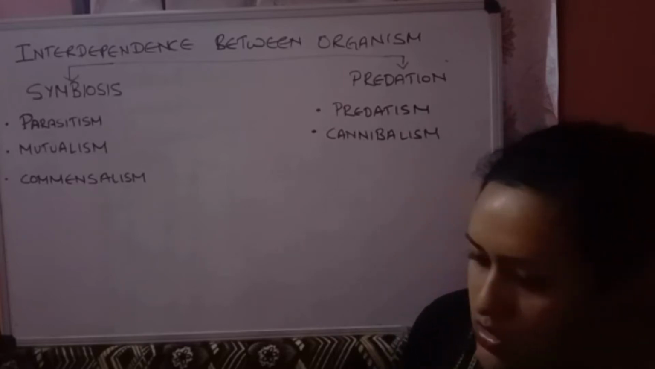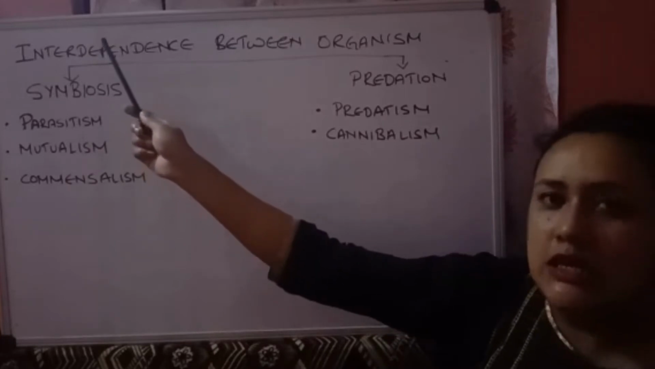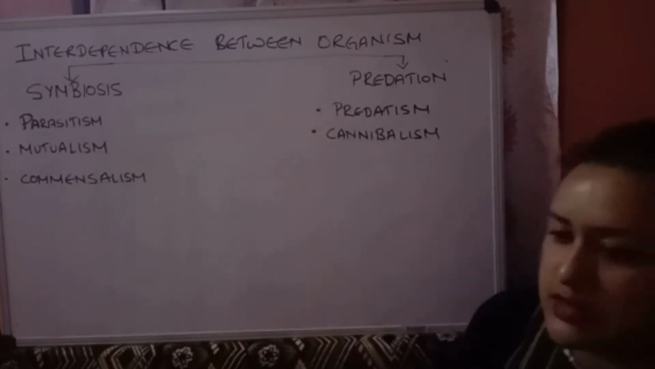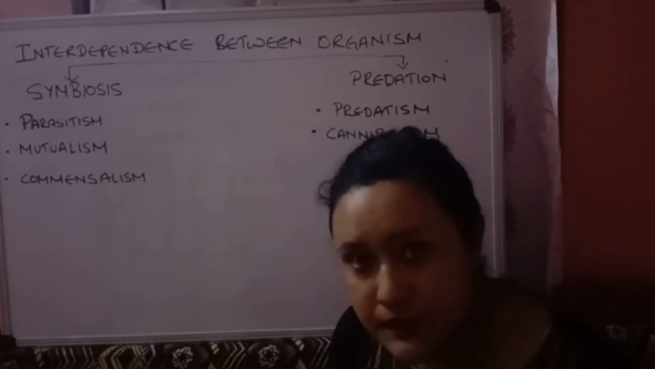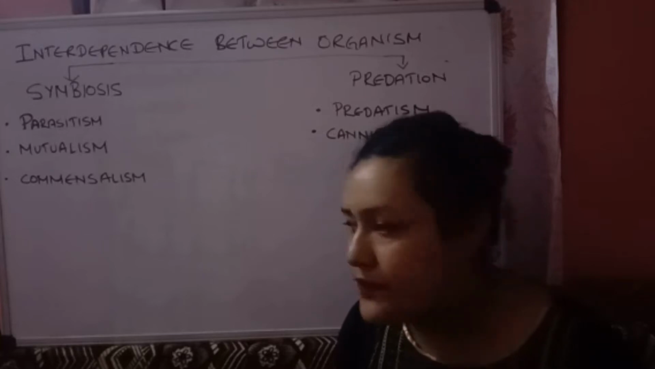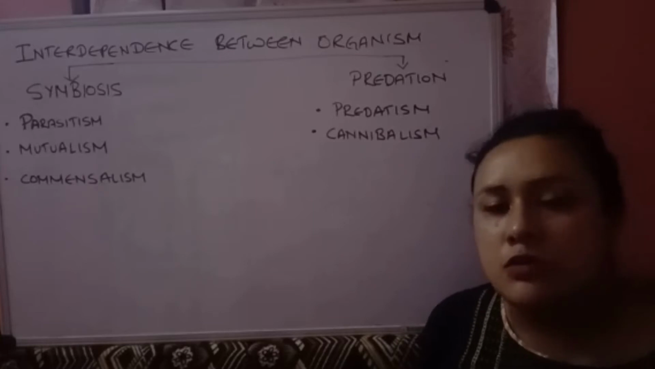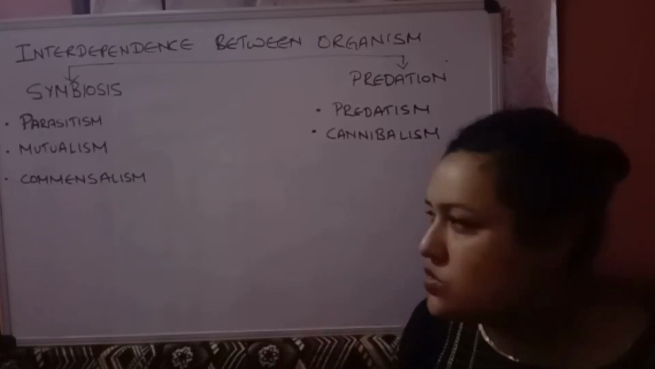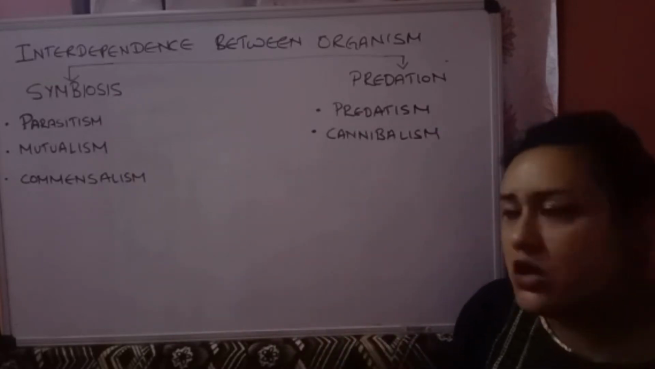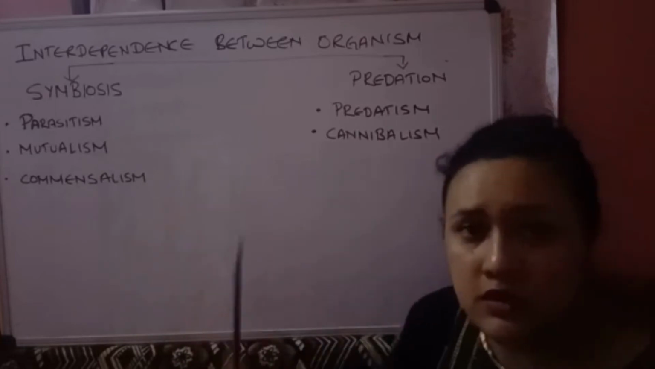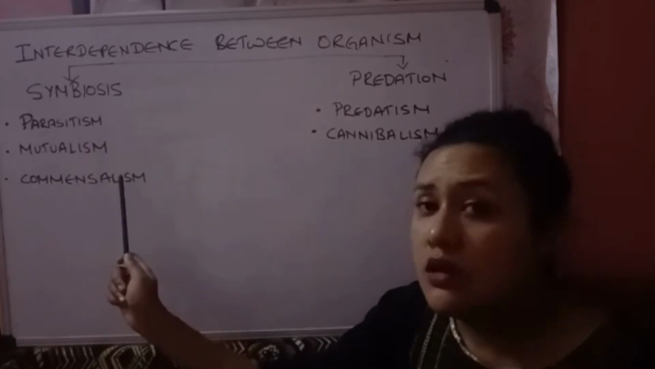Okay, today I'm going to start a new topic, the interdependence between organisms. You all know all living organisms, plants and animals, depend upon each other. The interdependency between organisms is classified into two: symbiosis and predation. First I'm going to describe symbiosis. Under symbiosis there are three types: parasitism, mutualism and commensalism.